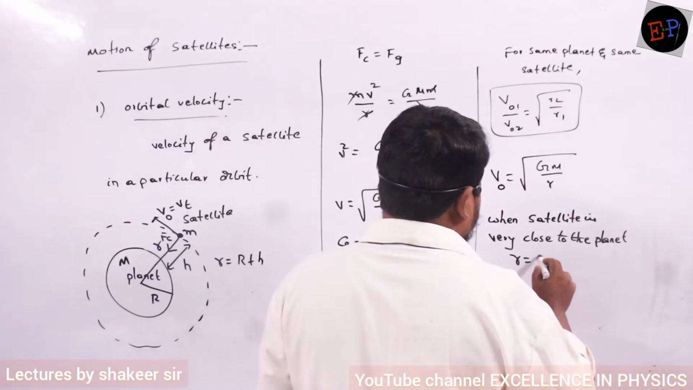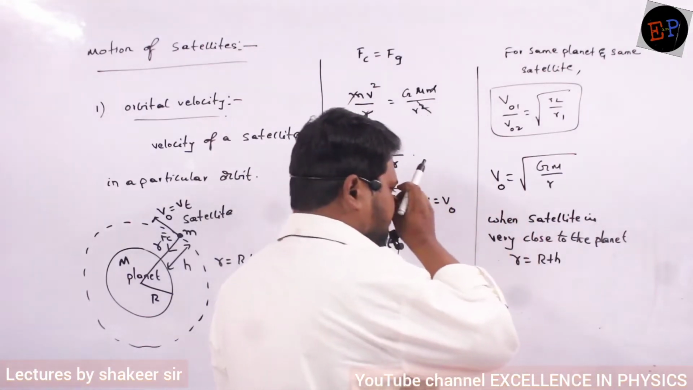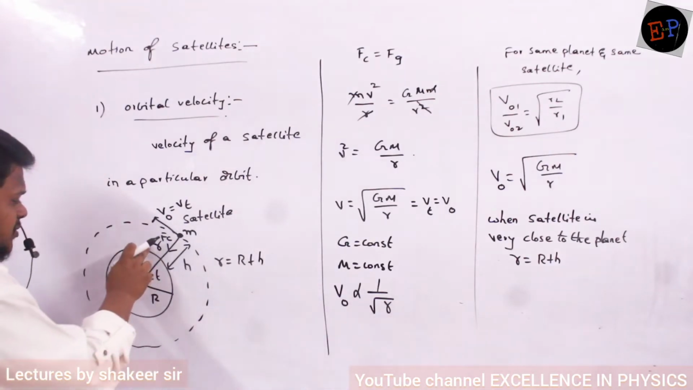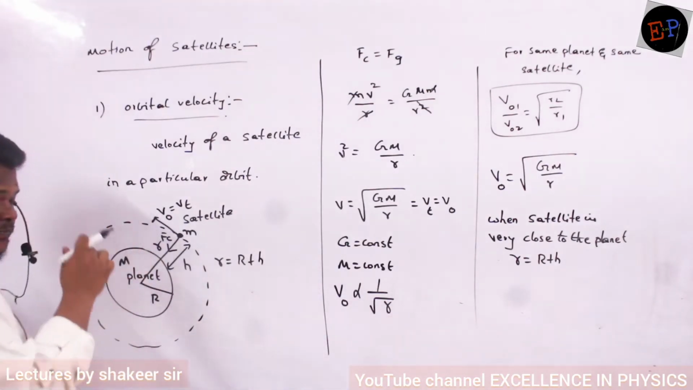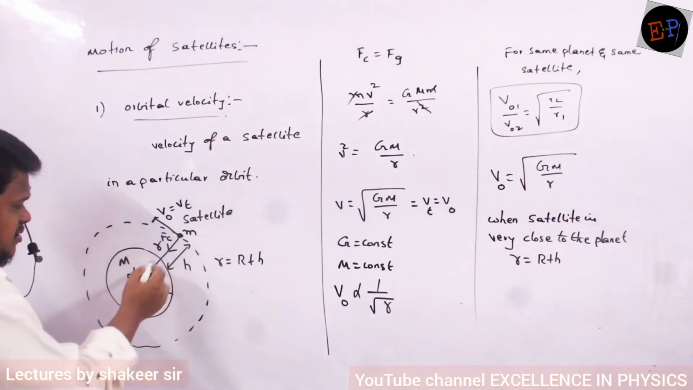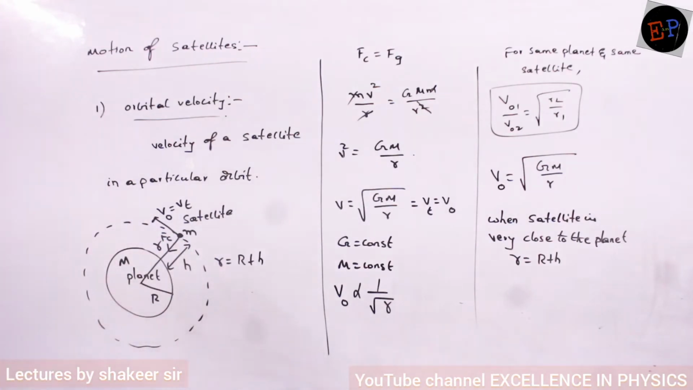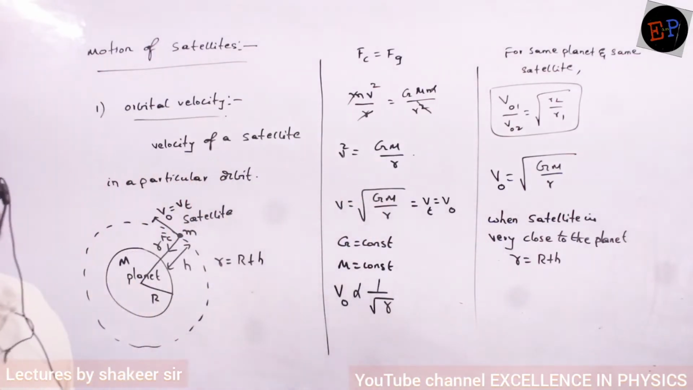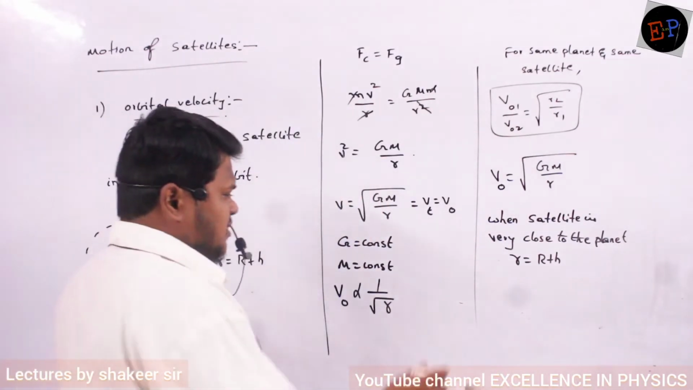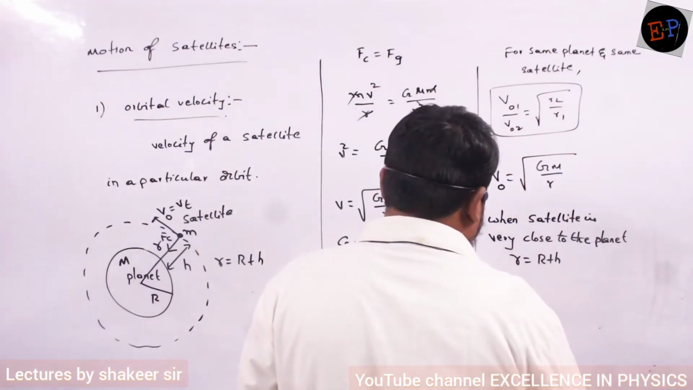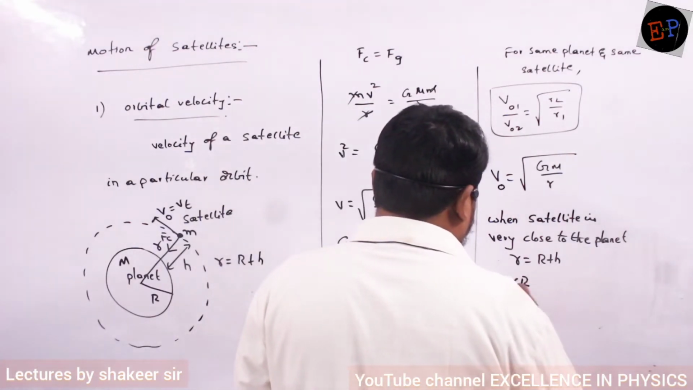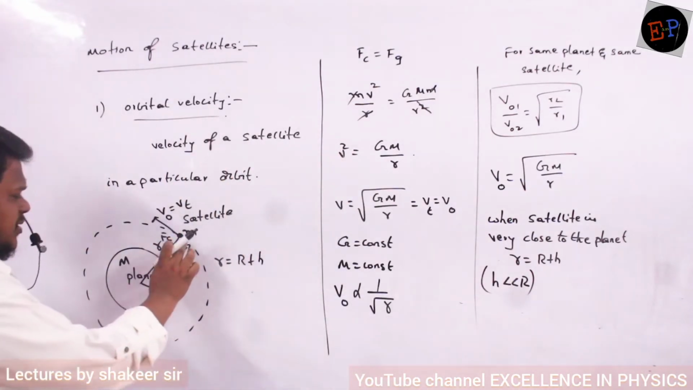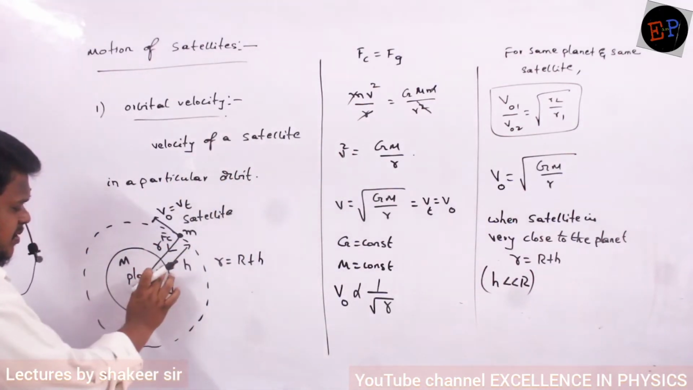We know r value is equal to capital R plus H. What is meant by small r here? Distance of the satellite from the center of the planet is called small r. So small r can be written as capital R plus H also. When a satellite is very close, H is very less when compared to R. This height is very less when compared to the radius of the Earth.